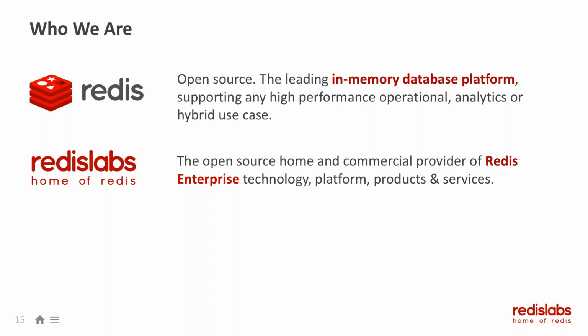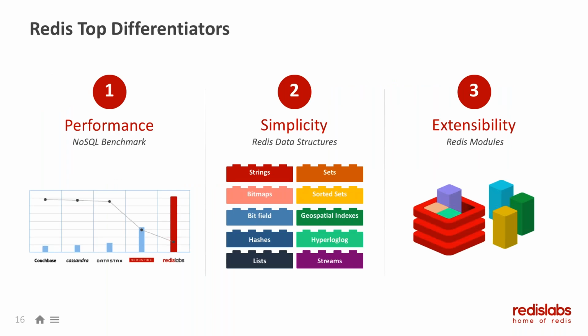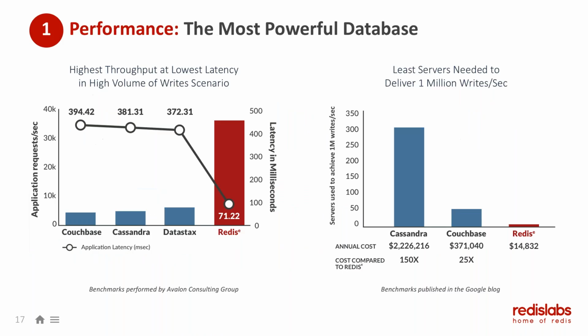So now that you know that, let's talk about the top differentiators between Redis and other databases. The three top differentiators are performance, simplicity, and extensibility. So let's look at performance. You can dig into these if you'd like, but the key message here is we can provide high volumes of writes and reads, because we're in memory. Those are basically the same cost to our service as far as performance is concerned, at very low latencies.